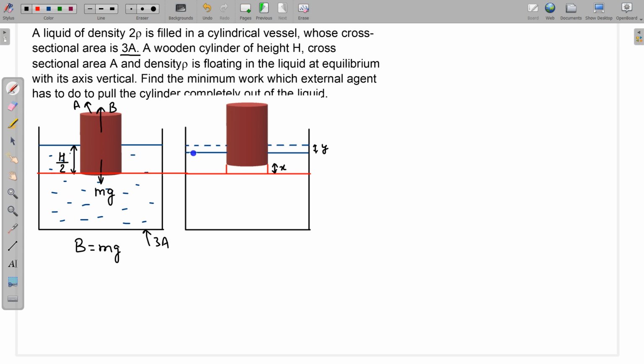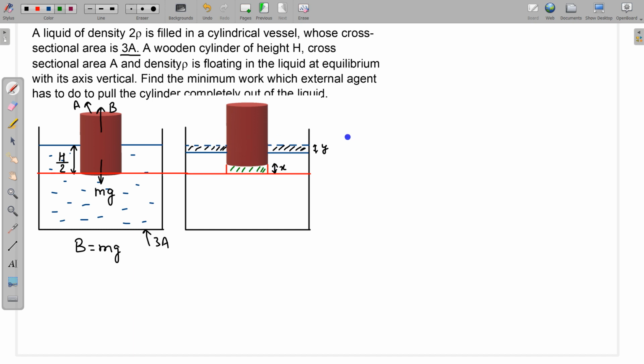So you can see this is the new level of the liquid, and in this region the liquid is not there. Initially liquid was present in this volume, but now the liquid is absent, and this liquid is now accommodated in this other volume, because earlier there was no liquid in this volume, and now there is. So all this liquid is occupying this volume now, and obviously these two volumes are equal.